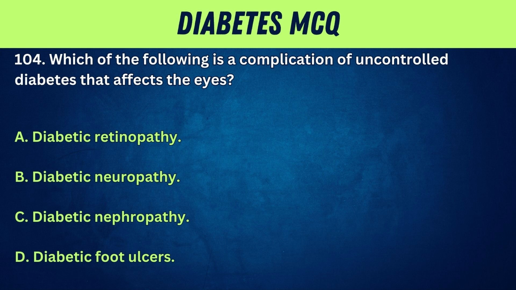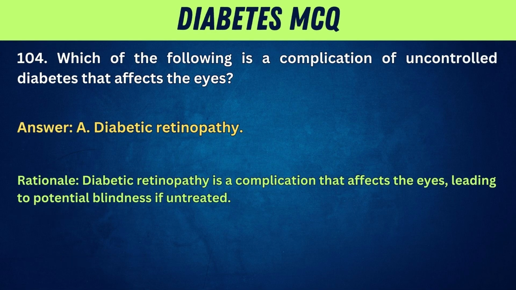104. Which of the following is a complication of uncontrolled diabetes that affects the eyes? A. Diabetic retinopathy. B. Diabetic neuropathy. C. Diabetic nephropathy. D. Diabetic foot ulcers. Answer. A. Diabetic retinopathy. Rationale. Diabetic retinopathy is a complication that affects the eyes, leading to potential blindness if untreated.